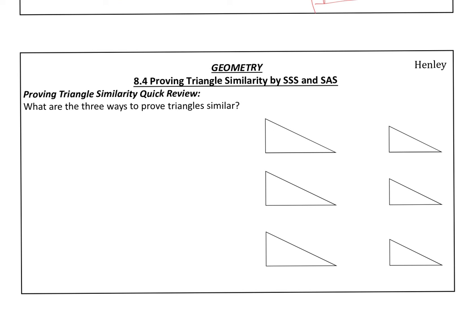Our next slide asks, what are the 3 ways to prove triangles similar? We've talked about all 3, and let's look at them now. The very first one is angle, angle. We are going to look for 2 angles that are congruent to each other, because if 2 angles on one triangle are congruent to 2 angles of another triangle, then the triangles are similar.